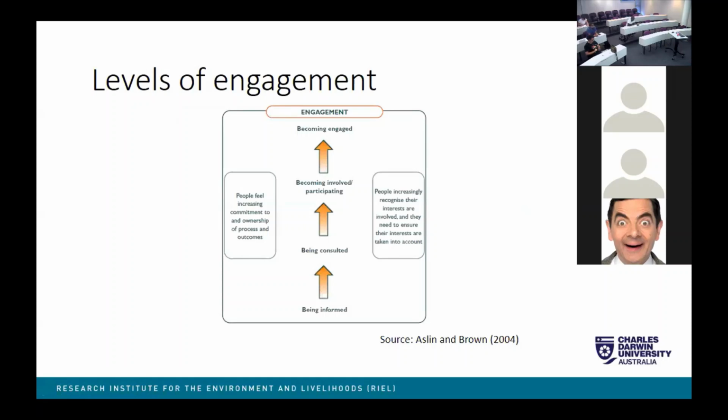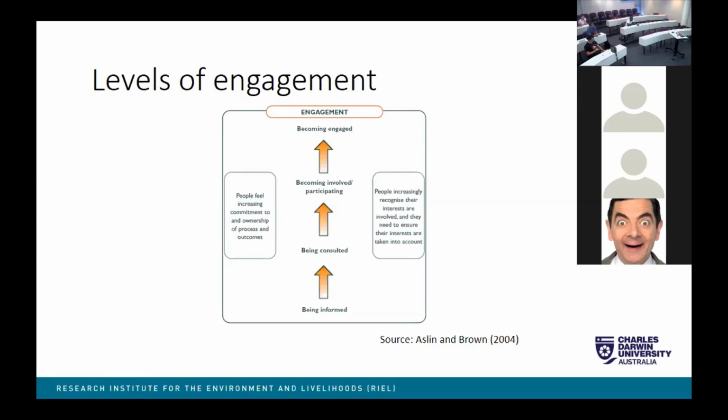This is from Aslin and Brown. They're both social scientists working for the Commonwealth Department of Agriculture at the time in a policy unit. They're both people with PhDs, but with a lot of communication practice. They came up with this schema, where you might start your engagement at the first level of being informed. That's a minimum really: I'm being informed of something.